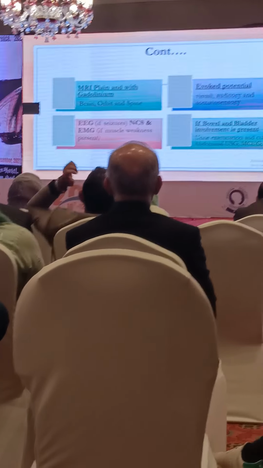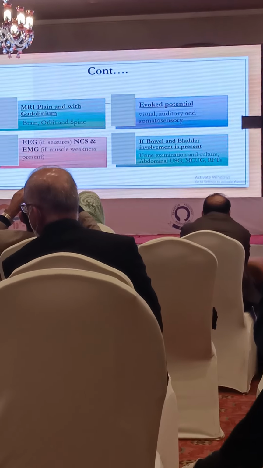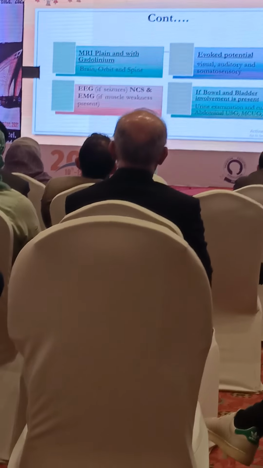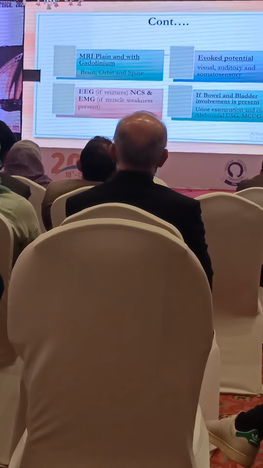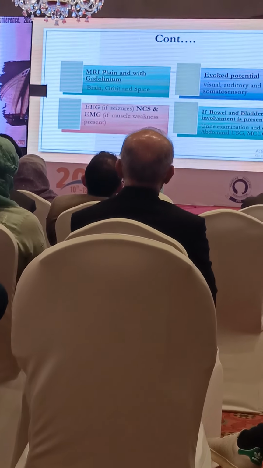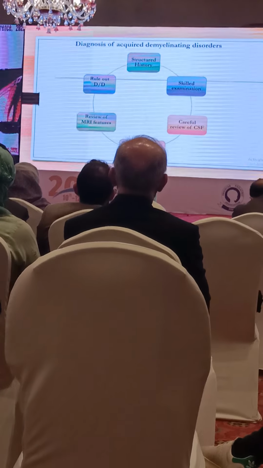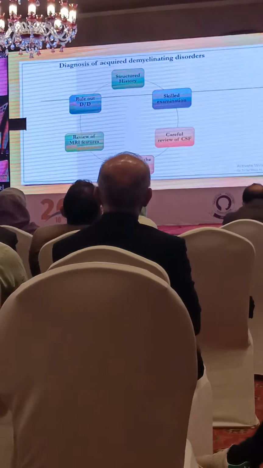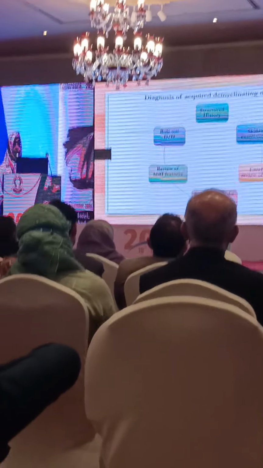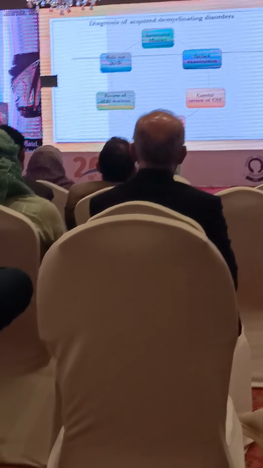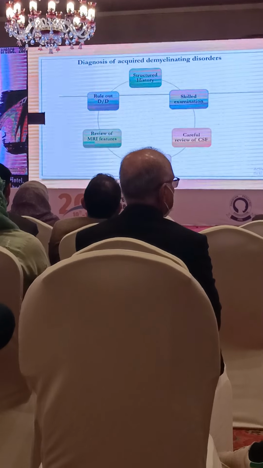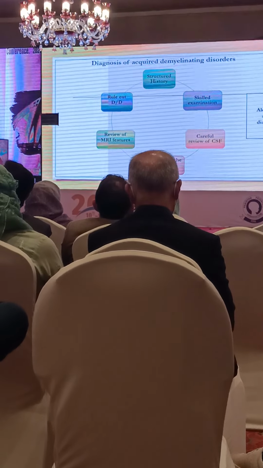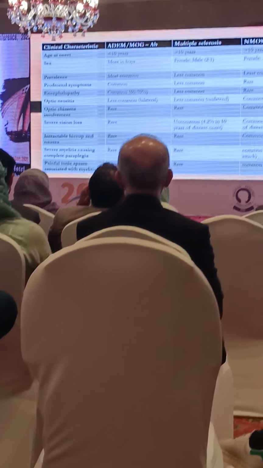And the most important investigation is MRI brain. MRI should be done of brain, orbit, and spinal cord, with and without contrast. And further investigation will be according to the site of involvement. So for the diagnosis of acquired demyelinating disorder, we should consider multiple factors: history, investigations, especially MRI, ruling out the differentials, and careful application of diagnostic criteria.